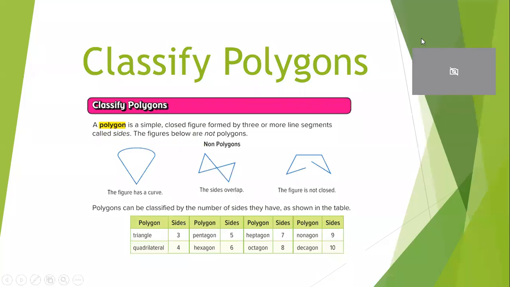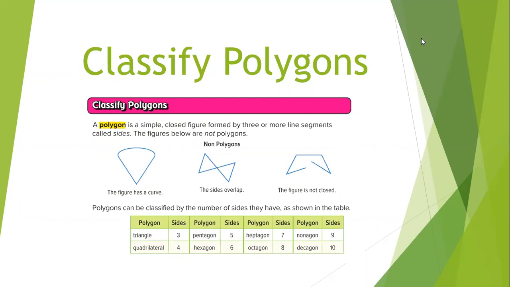Hello. To classify polygons, we need to understand the meaning of polygon. A polygon is a simple closed figure formed by three or more line segments. Each line segment is called a side.